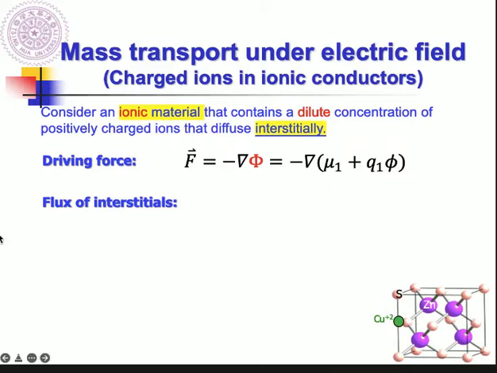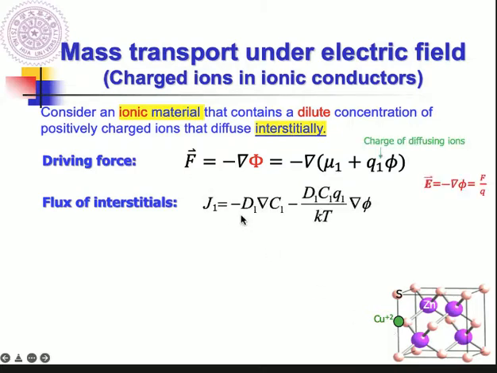Then you can simply write down the flux of interstitials. For example, here the flux of these copper ions can be written down as follows. The first term is due to the concentration gradient or chemical potential gradient, which is Fick's first law. And the second term is due to the electrical work we apply on this system. So write it down as the mobility, concentration, and also the driving force here. The force will be the charge times the minus electrical potential gradient, right?